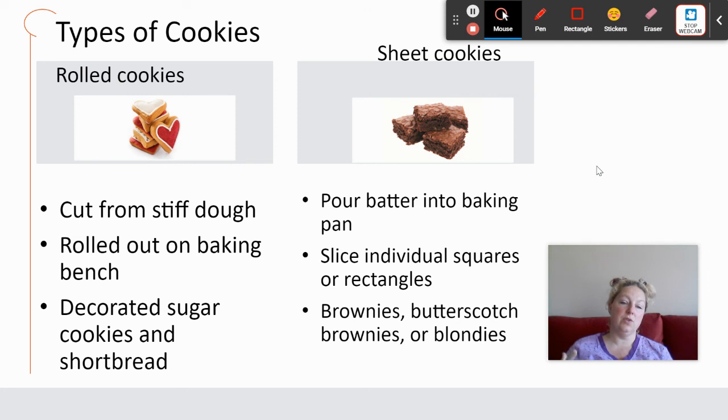And then you have sheet cookies. And sheet cookies are made from a batter, and that's what makes them different than the bar cookies. So you pour a batter into a baking pan and then you slice them into individual squares or rectangles. Brownies, butterscotch brownies, or blondies, which are essentially brownies without the cocoa. These would all be examples of the sheet cookie.